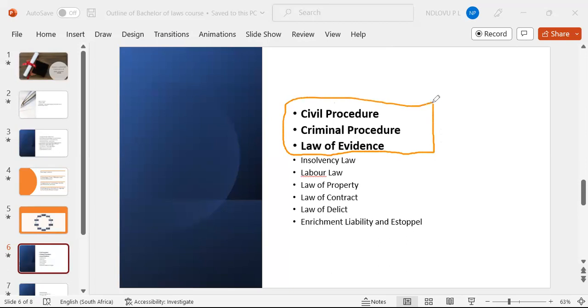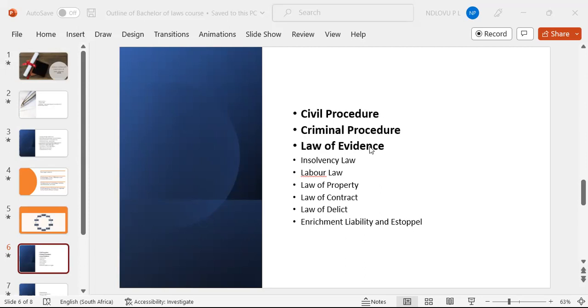They have got to do with the rights. You notice that the rest of the subjects deal with issues that we call substantive law issues. But civil procedure, criminal procedure, and the law of evidence are different from the rest. Why is that the case? It's because they outline the steps that one has got to follow in terms of enforcing their rights, which may have been violated by another person.